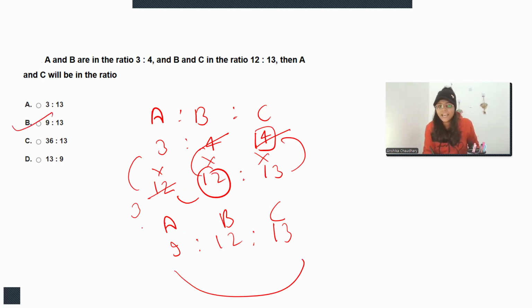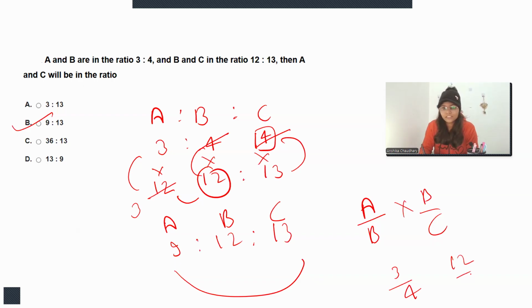How easy it is. If you solve by the bookish method, you will write A upon B, and then B upon C. So A upon B is 3 ratio 4, and B upon C is 12 upon 3. So B will be cancelled, leaving A and C. So this is the bookish method, and this is the shortcut trick.